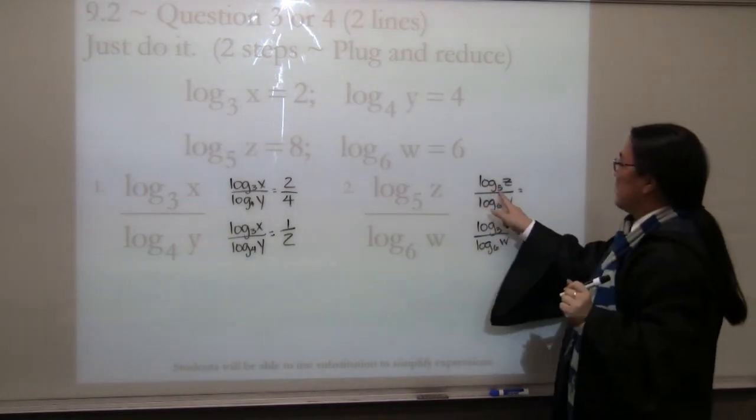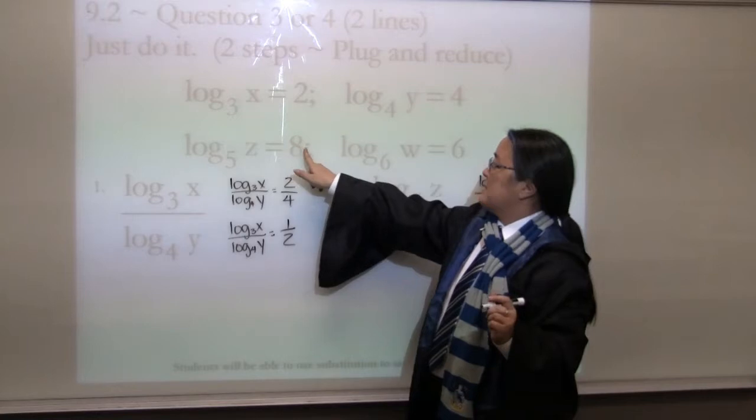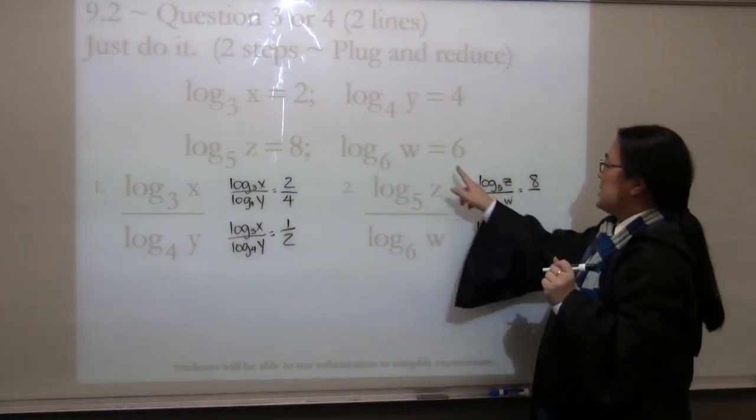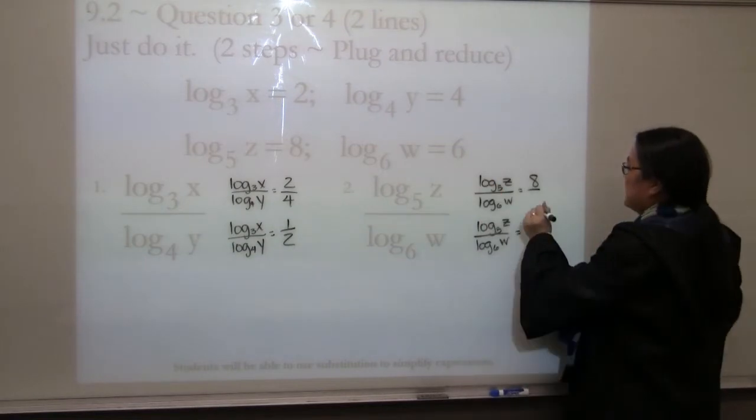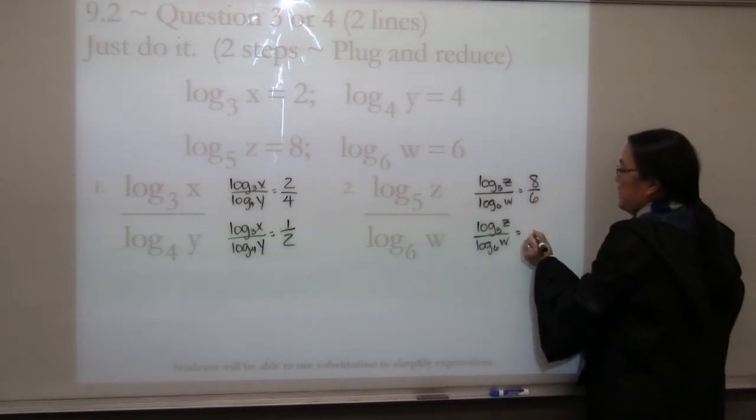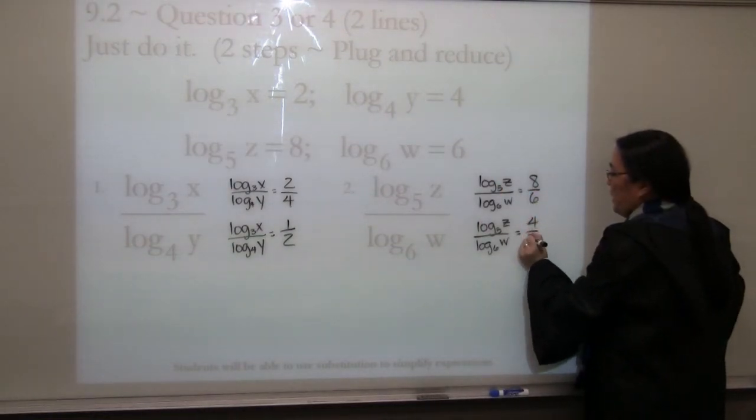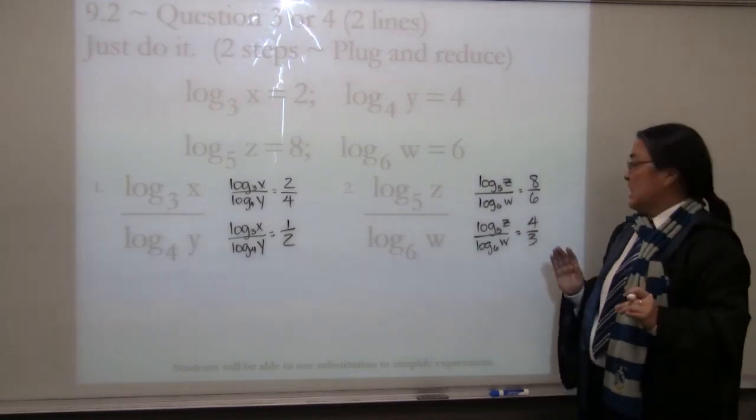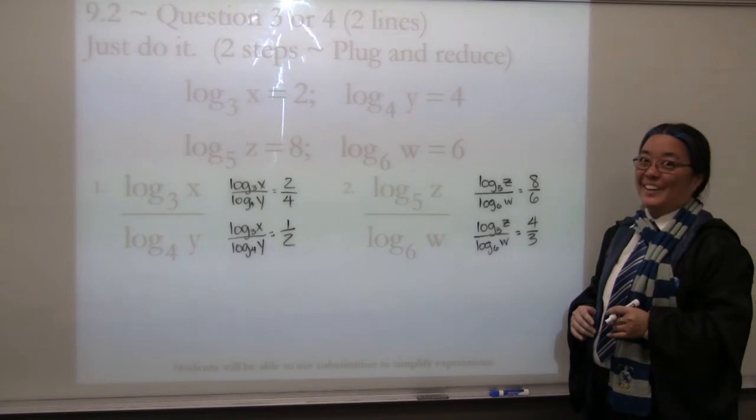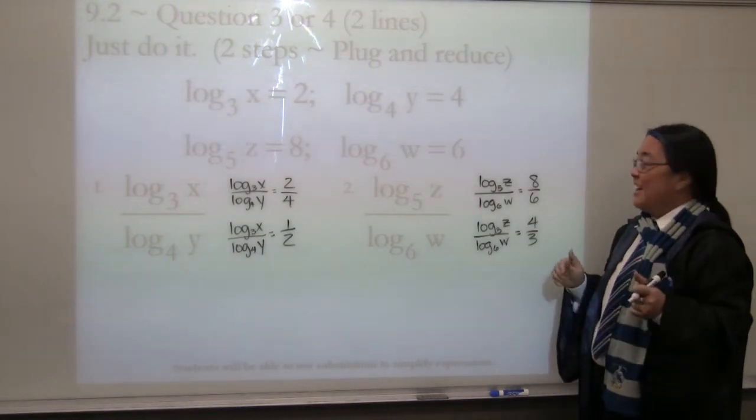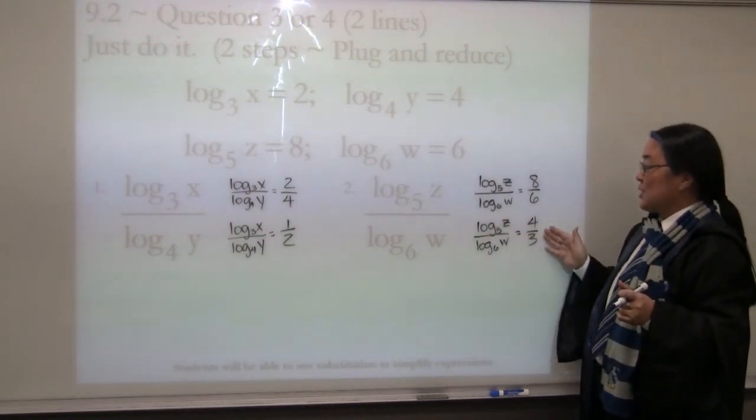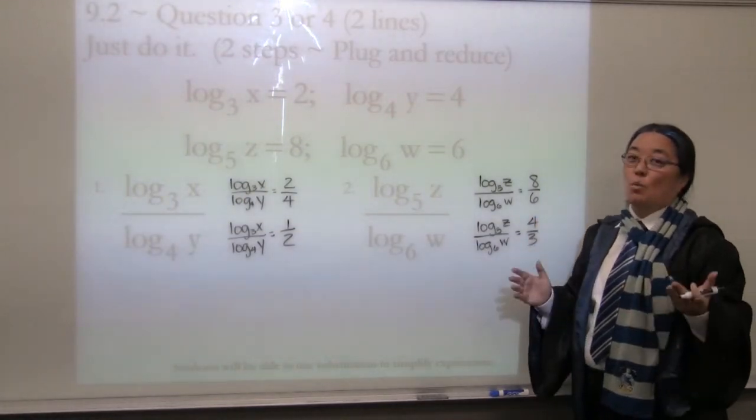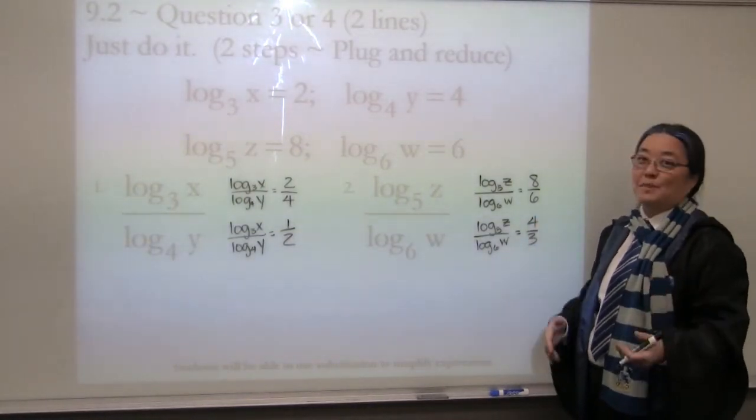All right, log base 5z. Log base 5z is 8, so I plug in an 8 on the top. Log base 6w is 6. I put a 6 on the bottom. I reduce 8 over 6, and I want 4 over 3. Folks, improper fractions are amazing. Don't really want 1 and 1/3. All right? 4 over 3. Plug, answer, question on the left-hand side, equal signs beautifully lined up, working down the page, 2 steps.